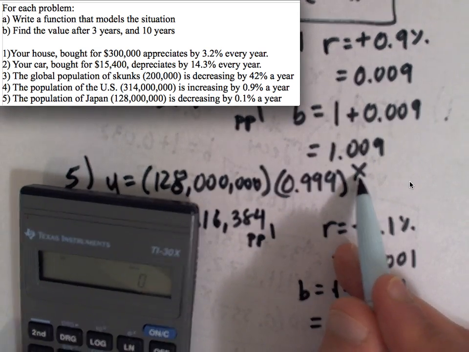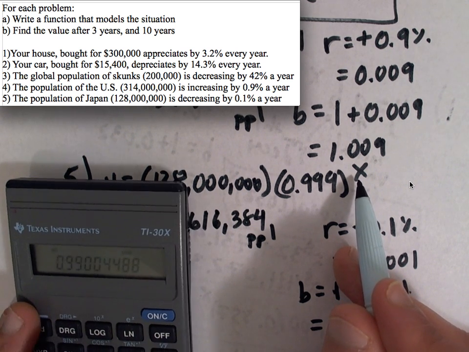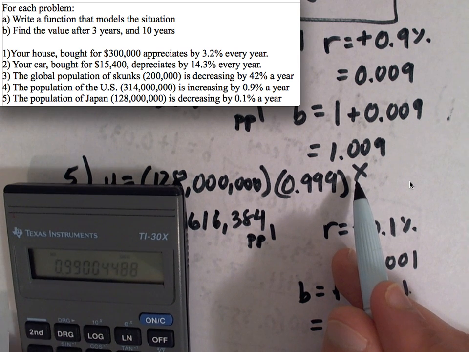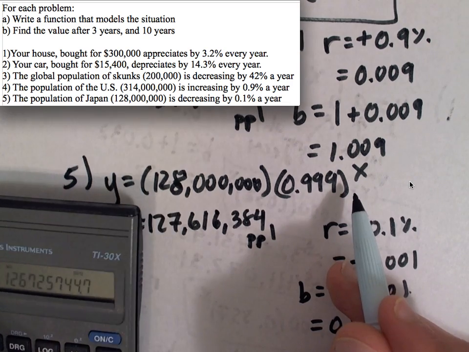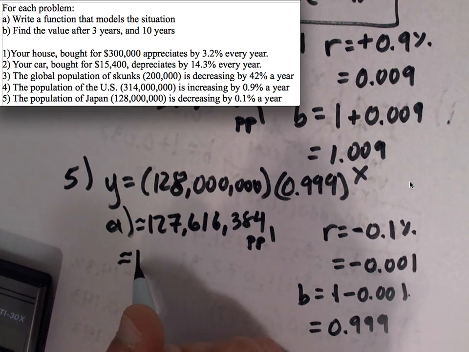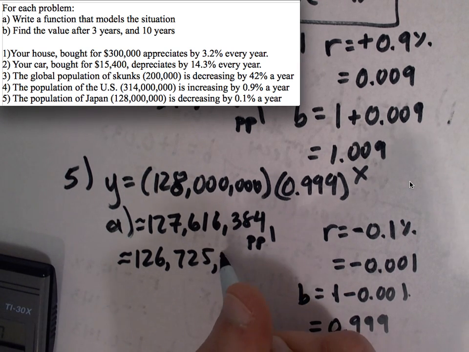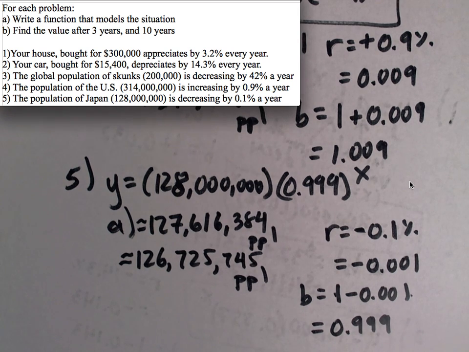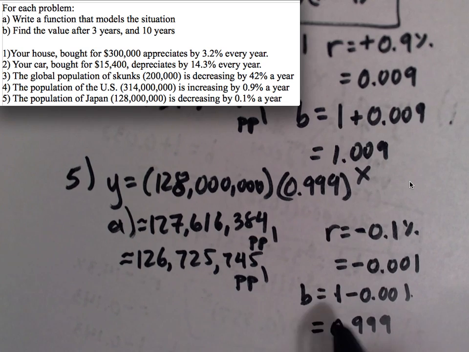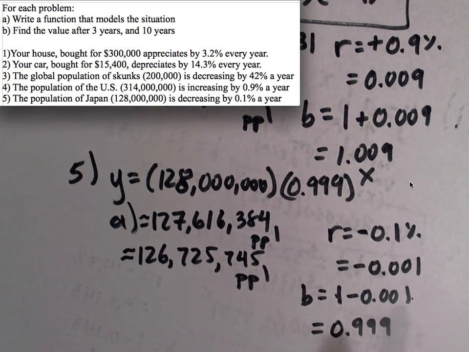And after 10 years, so 0.999 to the 10th power, then multiply that by 128 million people. You're going to have 126 million, 10 years, 126,725,745 people. Okay, so we've seen how to find the rate, then apply to B, plug that into our formula, and predict the future using our exponential models.